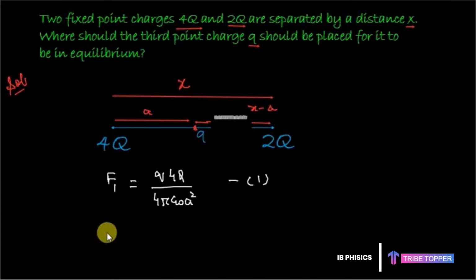And similarly by Coulomb's law, F2, the force on charge Q due to the other charge plus 2Q, this one, would be Q times 2Q upon 4 pi epsilon naught times R. In this case, the distance is x minus a whole square.